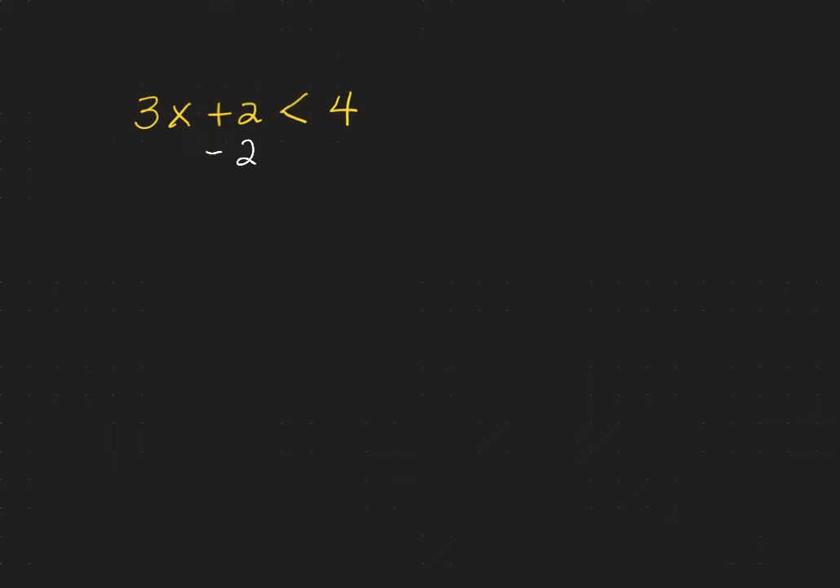We're going to do unto one side as we do unto the other, subtracting 2 from both sides, so that we're left with only 3x on the left, and that 3x is less than 2. And then if we divide both sides by 3, we get x is less than 2/3. Is this true? How would you check an inequality?